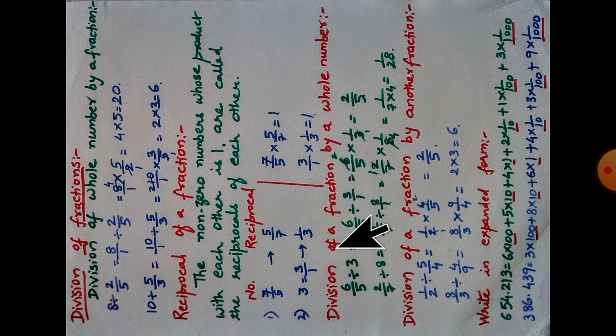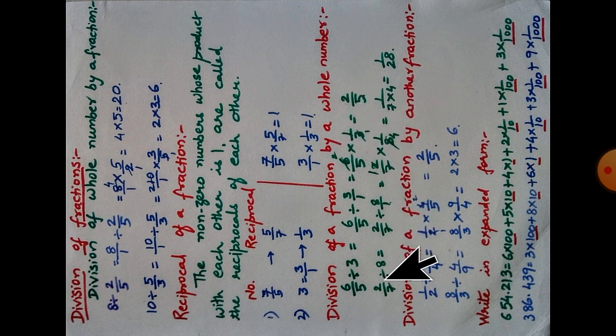Now division of a fraction by a whole number. Now 6/5 divided by 3. 3 is a whole number and this is the fraction. So 6/5 divided by 3/1 equal to 6/5 into 1/3. Divide will become multiply and 3/1 will become 1/3. So 3 1s are 3, 3 2s are 6, equal to 2/5.